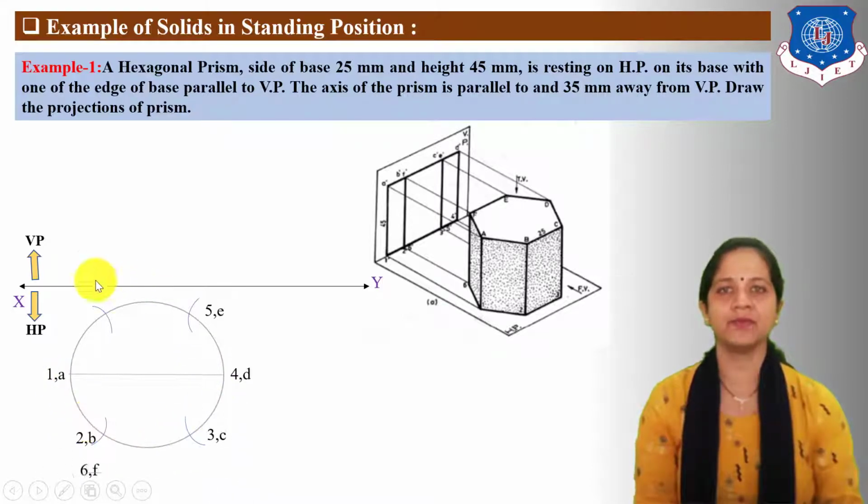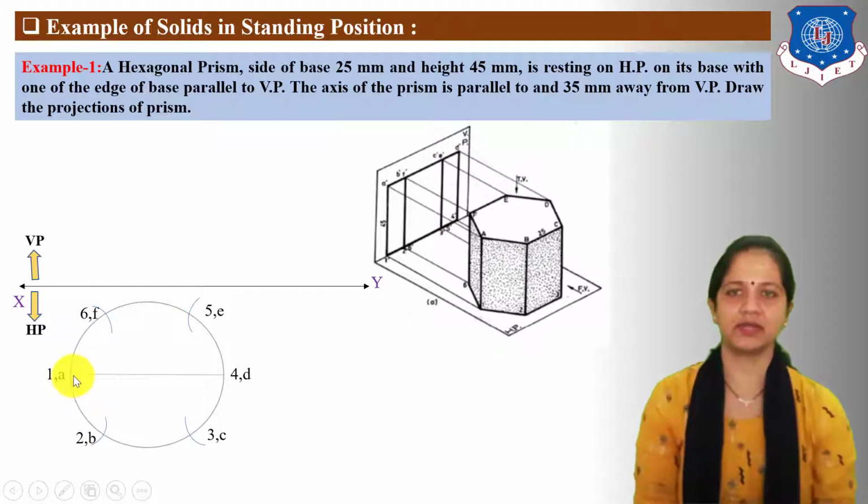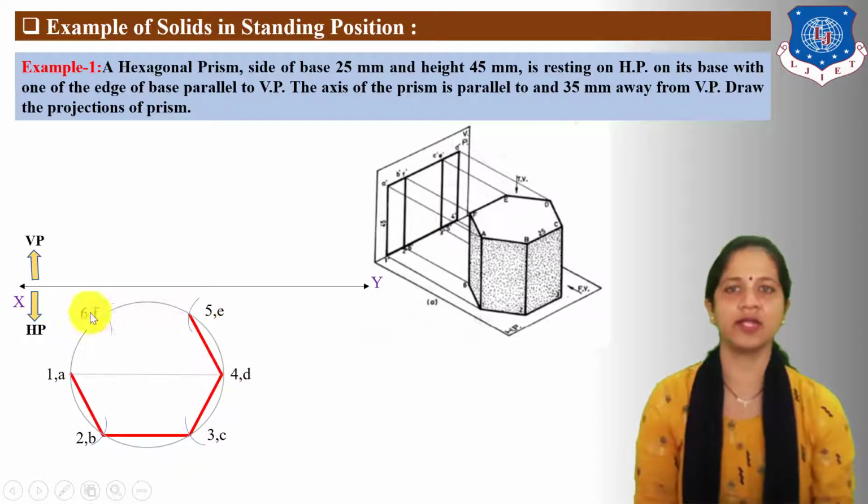Now mark the top face corner points as A, B, C, D, E, F and the base corner points as 1, 2, 3, 4, 5, 6. Now 1A, 2B, 3C, 4D, 5E and 6F indicate the vertical or longer edges. From the top direction we cannot see height, so in the top view the vertical or longer edges are projected as a point. Next, connect all these corner points.